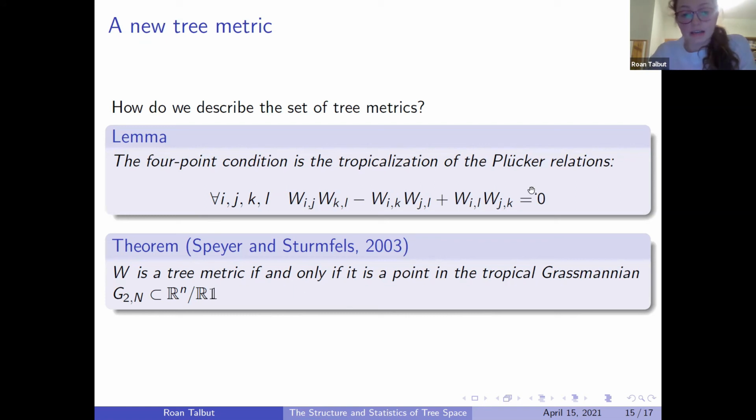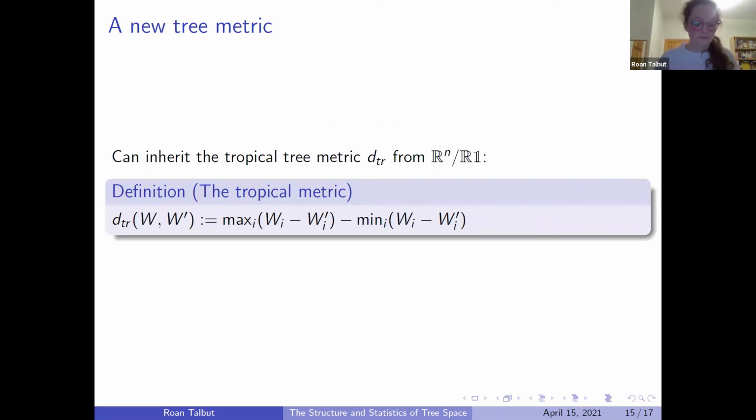And this space is actually a subspace of the projective space, and in our context we're talking about the tropical projective space. This is where we're explaining the fact that matrices are equivalent up to some scalar constant. Finally, it describes the metric that we've got on this space. We inherit our tropical metric from the tropical projective space, which is given here.